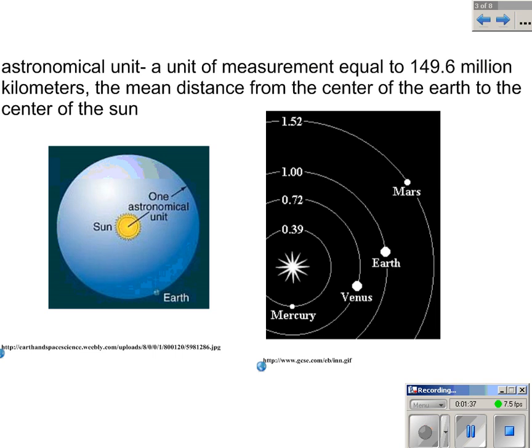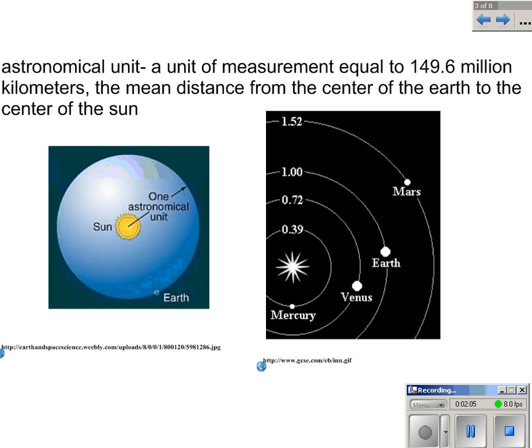Our last key term is astronomical unit, and I will use the abbreviation AU. Most of the time you'll see it says AU, and the AU stands for astronomical unit. An AU is the unit of measurement equal to 149.6 million kilometers. It's the mean distance from the center of the Earth to the center of the Sun. So the picture on the left helps you kind of picture what that distance would be.